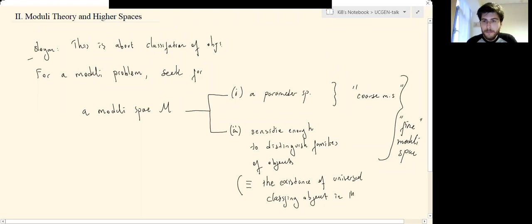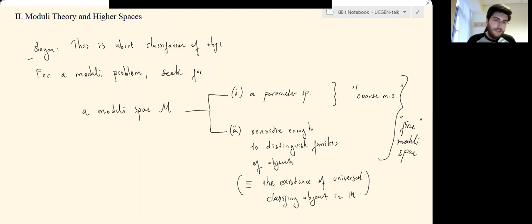In M. What does it mean? All other objects parameterized by M can also be reconstructed by using this special universal object. But the problem is, in general, we have an existence problem. Okay, so for instance, let me give you an example.